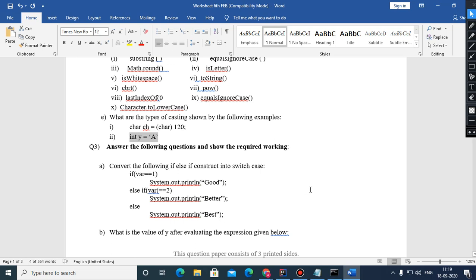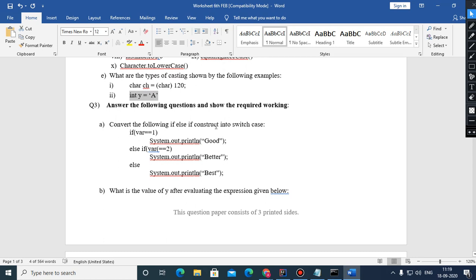Okay. Now convert the following if-else construct using switch case. You all can do or not? Yes. It's very simple. Switch, and within switch we will pass var, and after that open brace, case 1: good, break; case 2: better, break; then default: best, and close the switch.